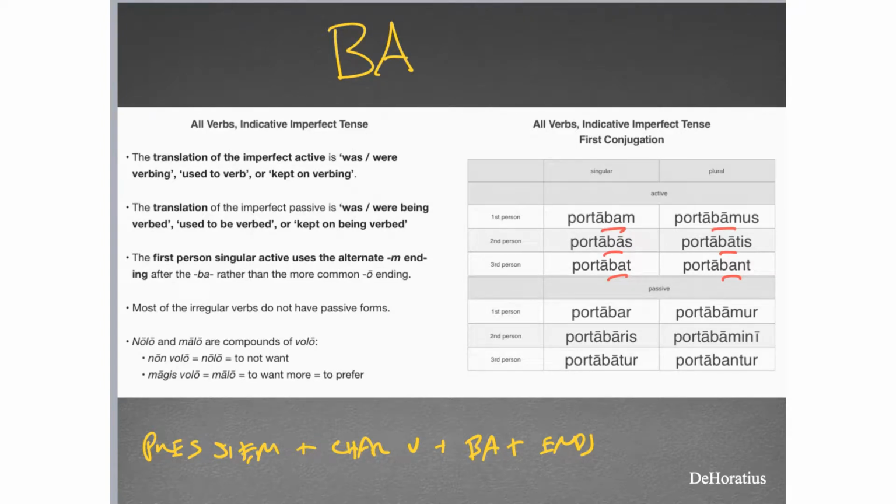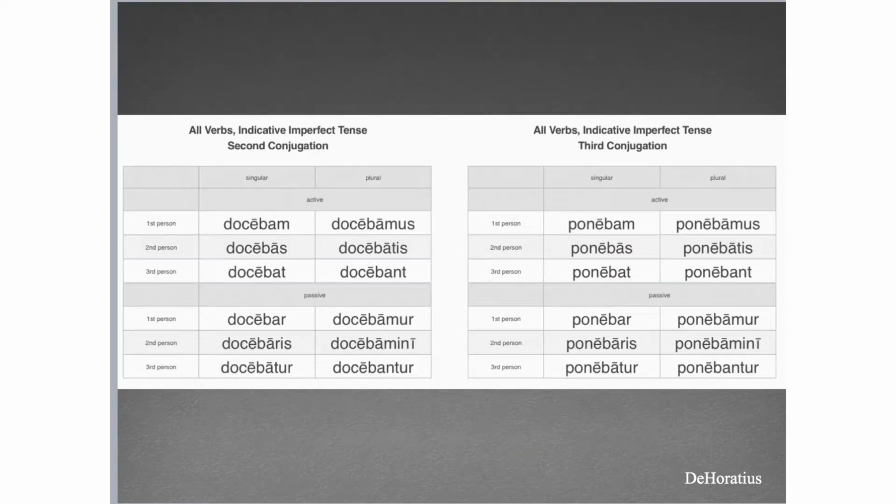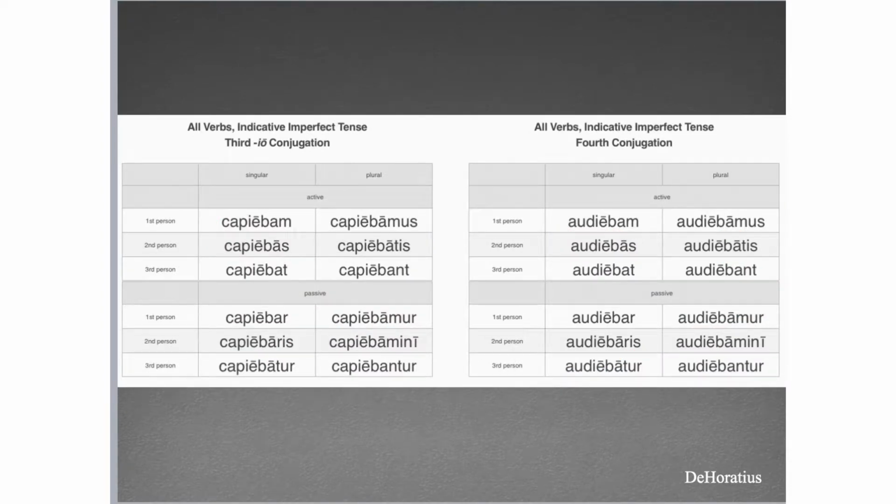That's going to be the case for third IO as well. So this is second over here on the left, and again, we're ignoring the passive for now. We'll get to that. And then this here is third. You'll see that between second and third, there really is no difference in terms of the characteristic vowel. But the most important thing is to recognize that BA, because for third, fourth, it's going to be basically the same formation. So stem, characteristic vowel, BA, and endings.